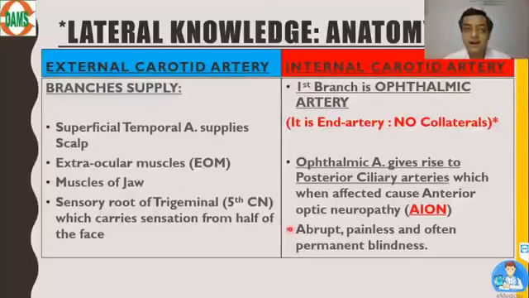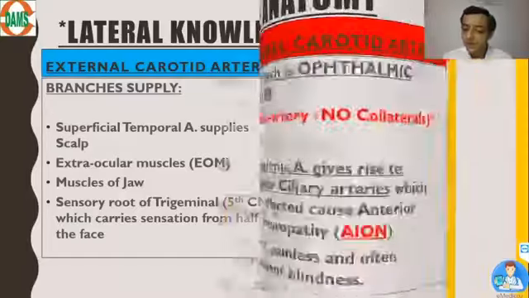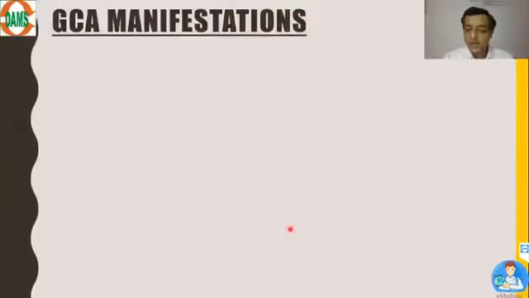So if this artery is affected, you can get abrupt, painless, and often permanent blindness. So this is important. Clinical features depend upon awareness of your anatomy. So once you have taken this down, we can continue to the clinical manifestations of giant cell arteritis. So write it down, please.